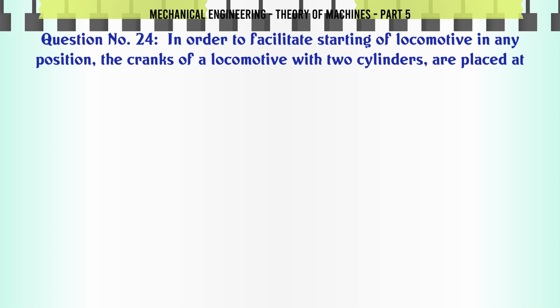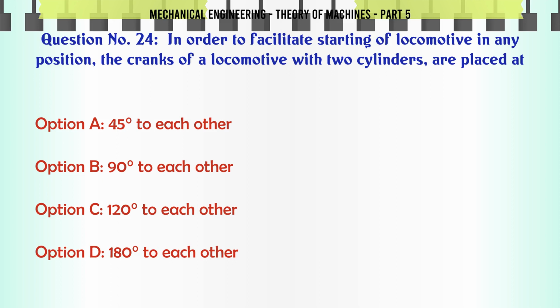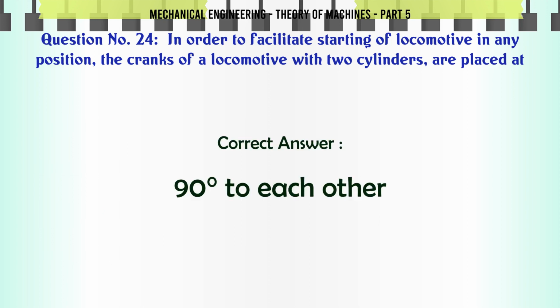In order to facilitate starting of locomotive in any position, the cranks of a locomotive with two cylinders are placed at A. 45° to each other. B. 90° to each other. C. 120° to each other. D. 180° to each other. The correct answer is 90° to each other.